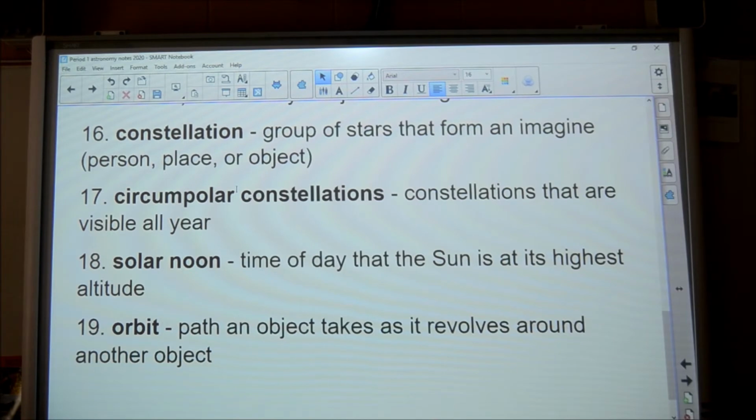Solar noon. Solar noon is the time of the day that the sun is at its highest point in the sky. Orbit. It's the path the object takes as it revolves around the other objects. So those are your 19 words for your vocabulary for astronomy.